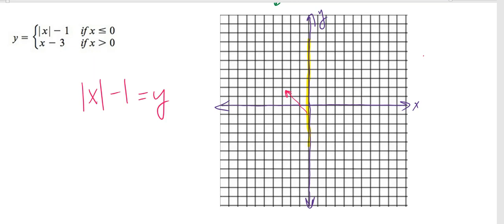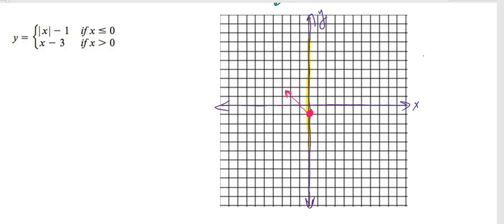Okay, now let's be very careful of what happens at 0. On this problem, it says if x is less than or equal to 0, I'm going to use the absolute value of x minus 1. So I'm going to use a closed circle here because it says less than or equal. So at 0, we're going to use the absolute value of x minus 1 for our output. Okay, now if it's greater than 0, we're going to use x minus 3.